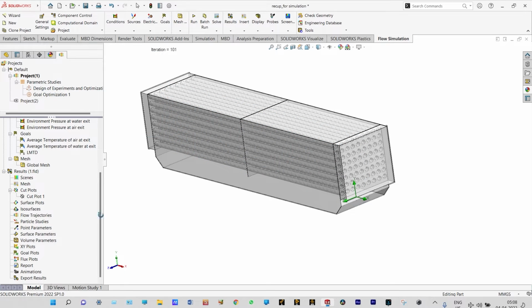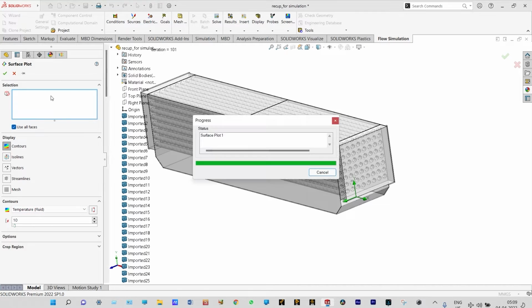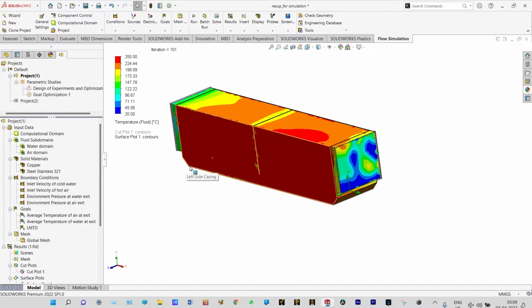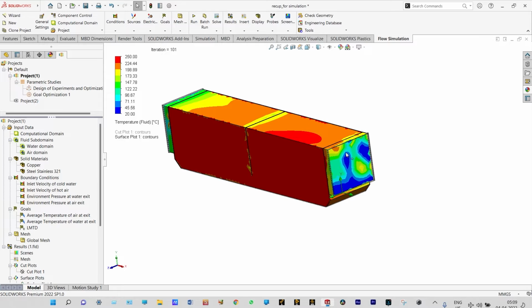Next, I want to see surface plots. We're going to see the temperature distribution through the surface of this heat exchanger. Insert surface plots, and when you see temperature of fluid, we'll be using all phases. Green check. You can see at different phases temperature is different. This is the inlet location of hot air, so its temperature is 250 degrees centigrade, and this is the exit location of cold water, and its temperature is in the mix zone. And you can see there is a mix zone at the exit of cold water.